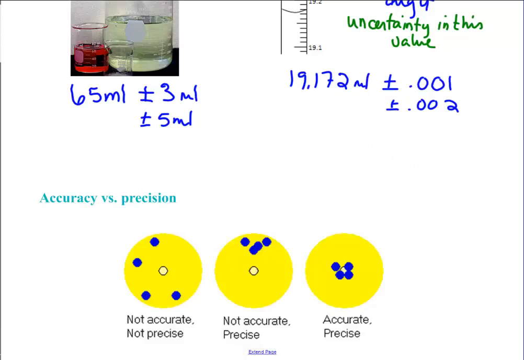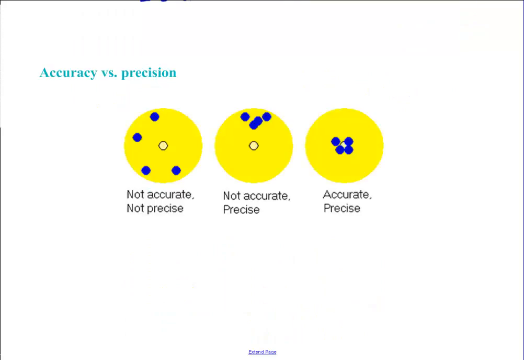Another thing we're going to talk about when we're making measurements is accuracy versus precision. If we take a look at the left-hand diagram, we have our bullseye, or the goal we are aiming for, right here in the middle, and we've got a shot here, one here, and one here. Not very accurate, not very precise. Accuracy means how close can you get to the actual value.